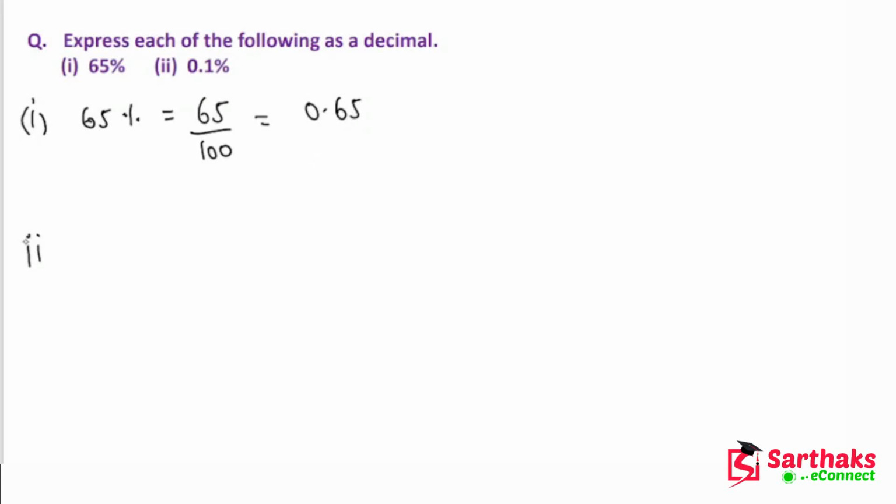Similarly, we can calculate this 0.1% within 10 seconds, right? 0.1%, remove the percent sign, so it would be 0.1 upon 100, and it will give you 0.001, right? You can do that. So that is basically the percentage as decimals.